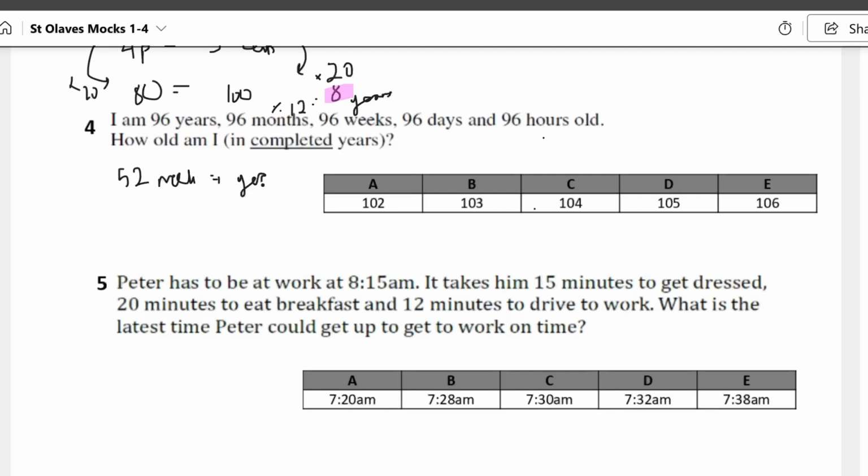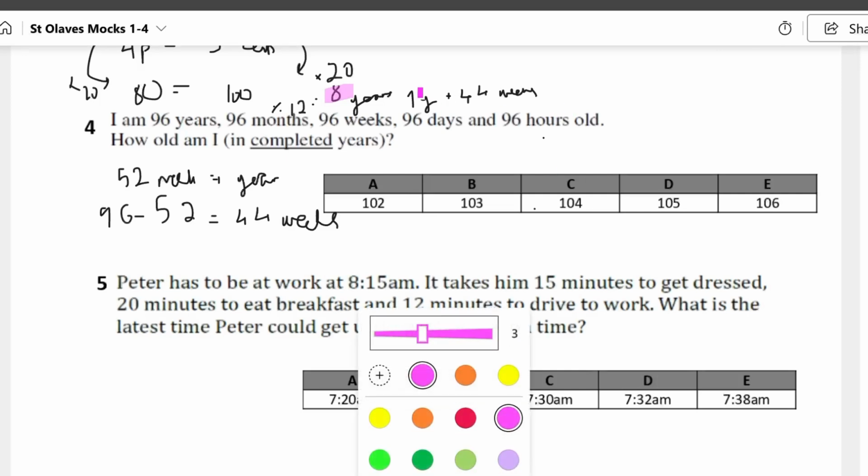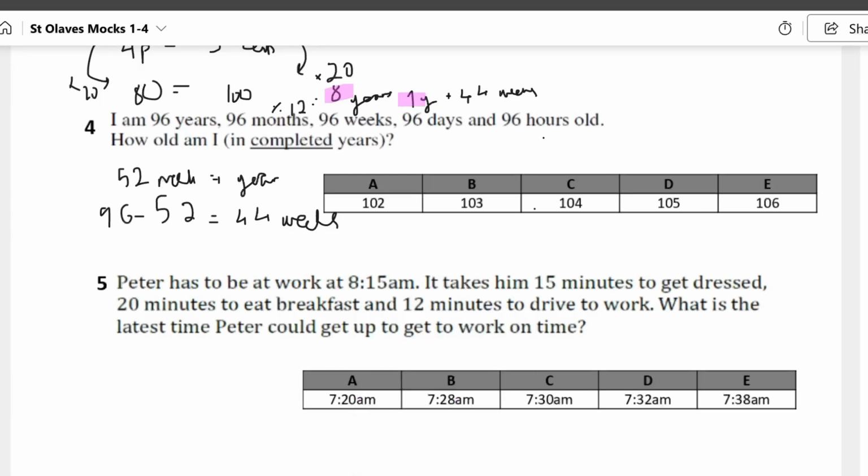So how many weeks do we have left to make a full year? We're going to do 96 minus 52 because we know that we have 1 year in there. 96 minus 52 gives us 44 weeks left. So we already know we have to add 1 year plus 44 weeks. So we've got another year we need to highlight, and that's going to be for 96 weeks.